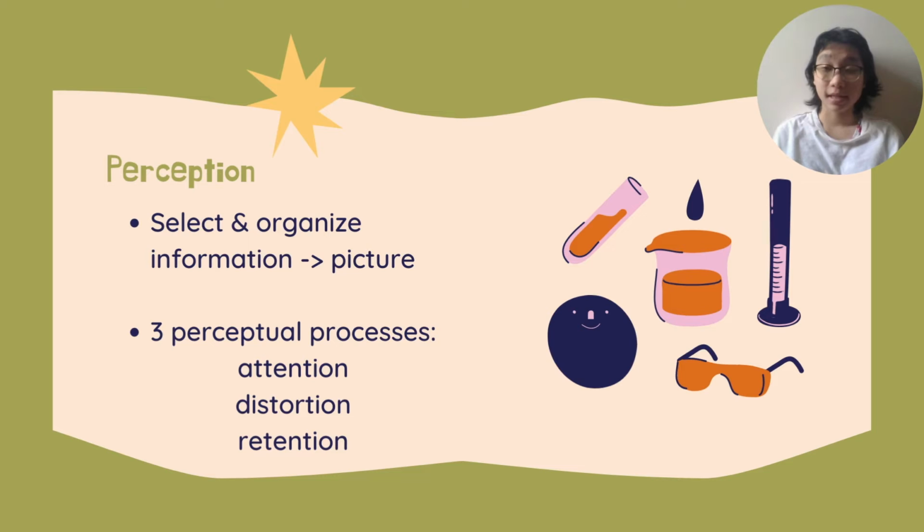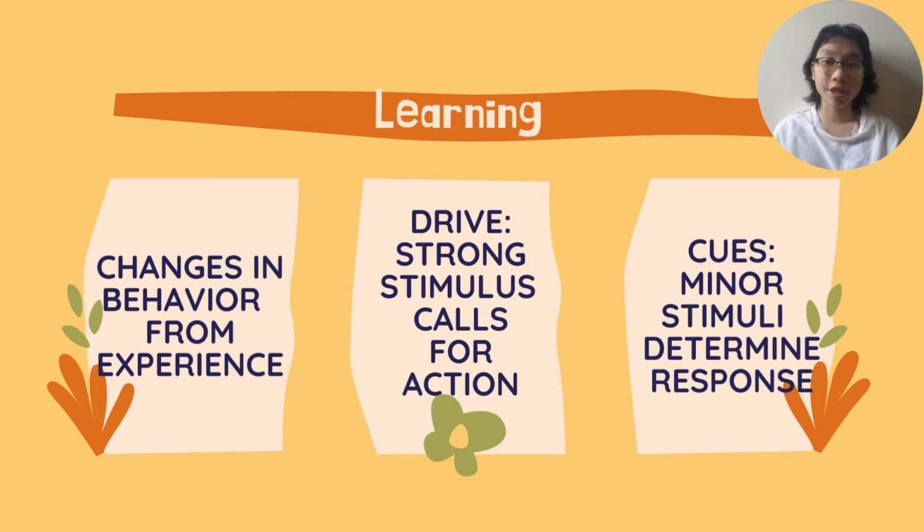Another one is perception. It's a process by which people select, organize, and interpret information to form a meaningful picture of the world. People form different perceptions of the same stimulus because of three perceptual processes. The first one is selective attention, the second one is selective distortion, and the third one is selective retention. And for learning, it changes an individual's behavior arising from experience. A drive is a strong internal stimulus that calls for attention, while cues are minor stimuli that determine when, where, and how a person responds.